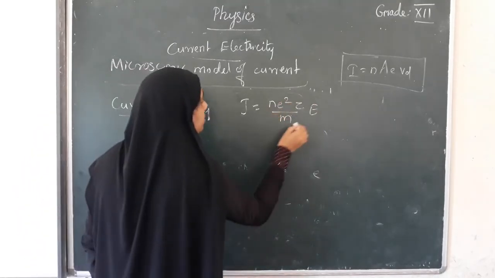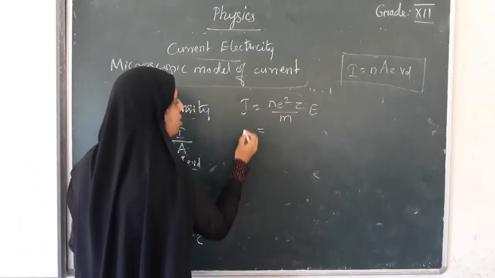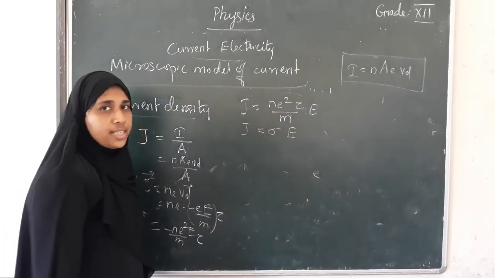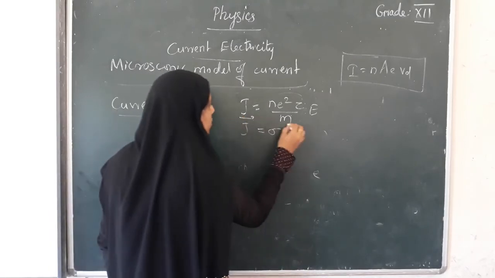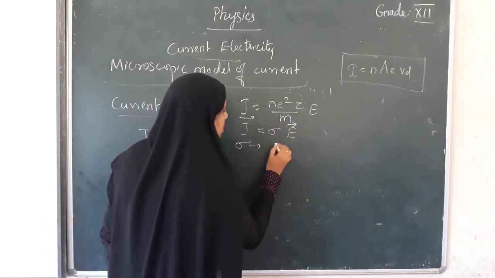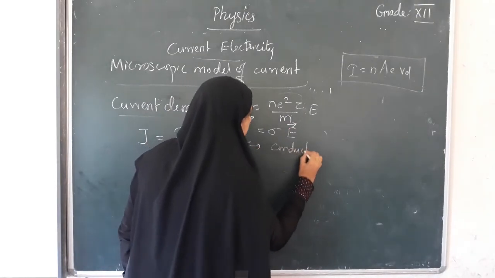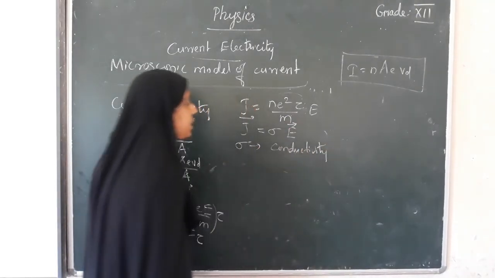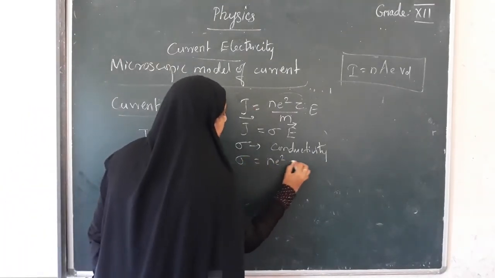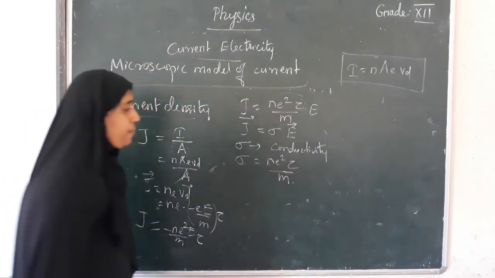Now this term can be written as sigma. So J is equal to sigma into E. J is equal to sigma E is a vector quantity. What is meant by sigma? Sigma is known as the conductivity of the material. So we can write sigma is equal to n e square tau by m.